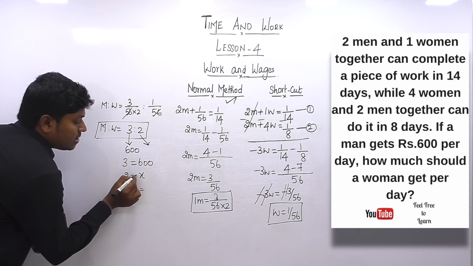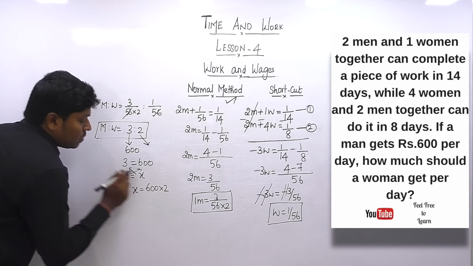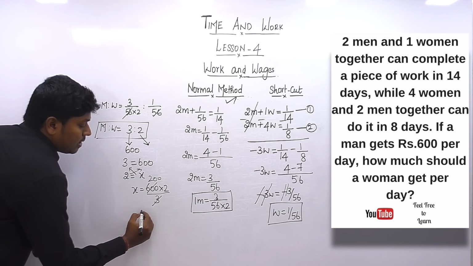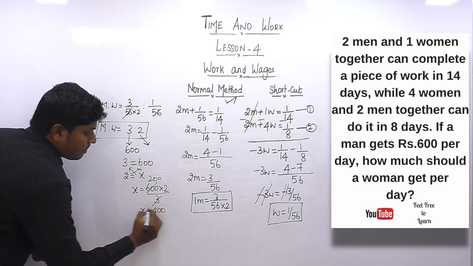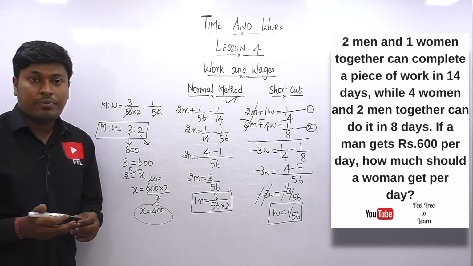So x is equal to, just cross multiply this. So when you cross this 2, this becomes 600 into 2 and 3 comes to the denominator. So when you cancel, this becomes 200. So x is equal to 400. So finally we can say that a woman earns per day rupees 400.